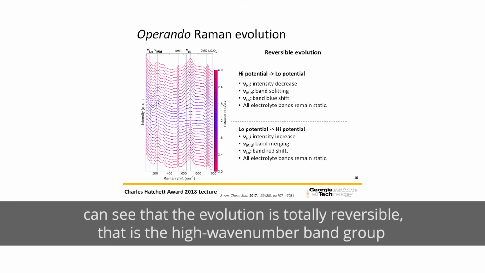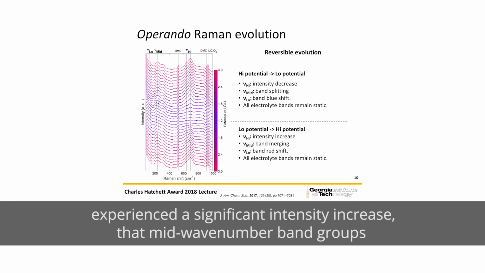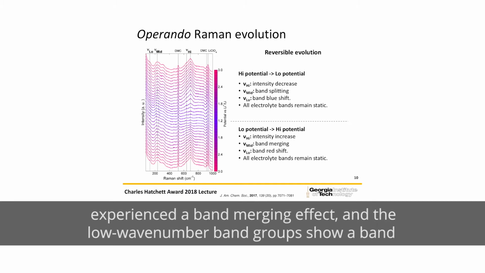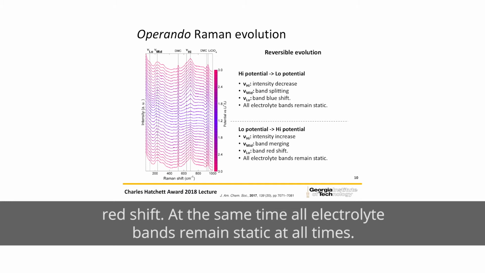That is, the high wave number band group experienced a significant intensity increase, the mid wave number band group experienced a band merging effect, and the low wave number band group shows a band redshift. At the same time, all electrolyte bands remain static at all times.